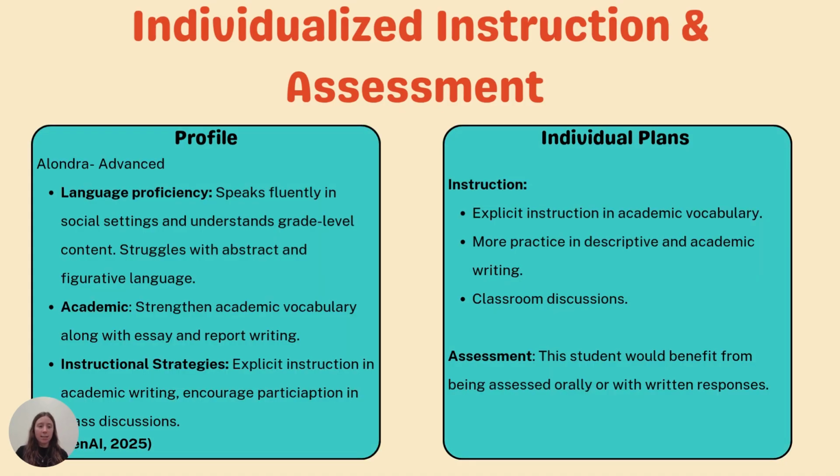And then the last one is Alondra, who's an advanced student, speaks fluently in social settings and understands grade level content, but struggles with abstract and figurative language. And so the needs are to strengthen academic vocabulary along with essay and report writing. Again, all three of them would benefit from explicit instruction in academic vocabulary. And then the student needs more practice in descriptive and academic writing.